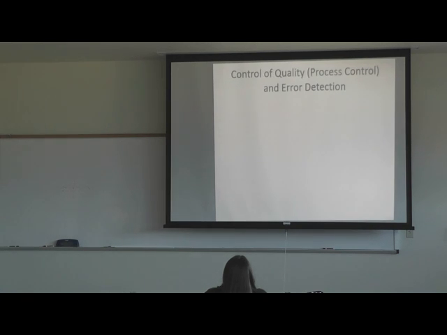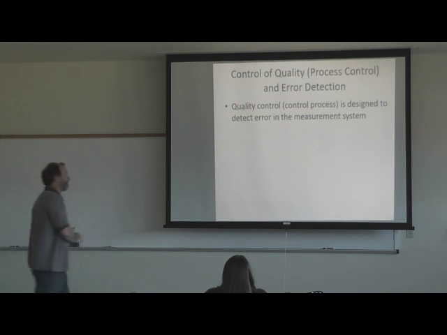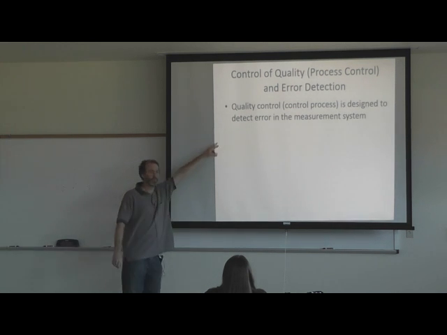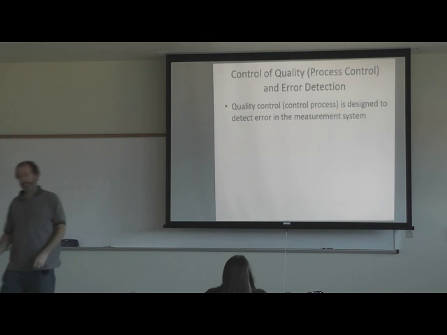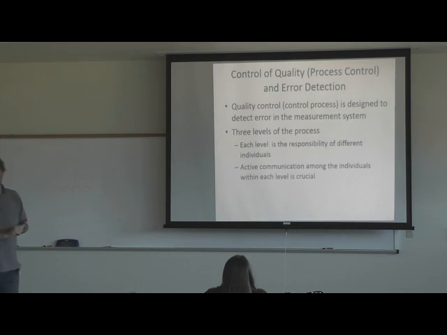So quality control or process control and error detection. That's the meat of this chapter, your quality control. It's designed to detect errors in the measurement systems, okay? So there are 3 levels of the process.